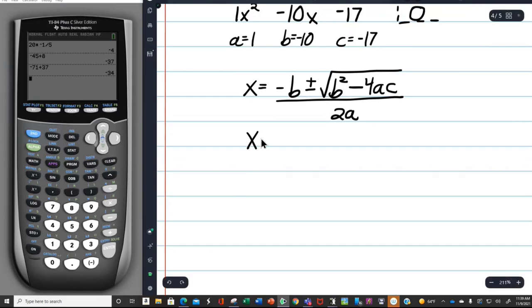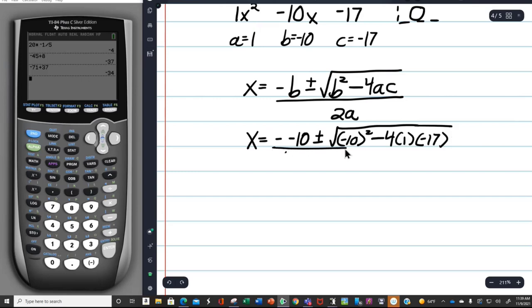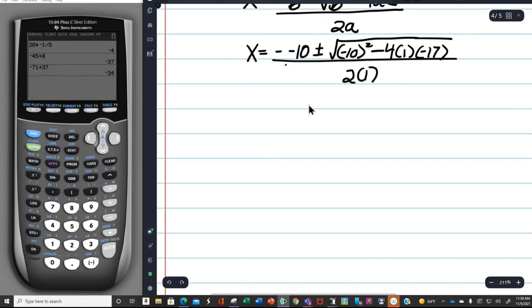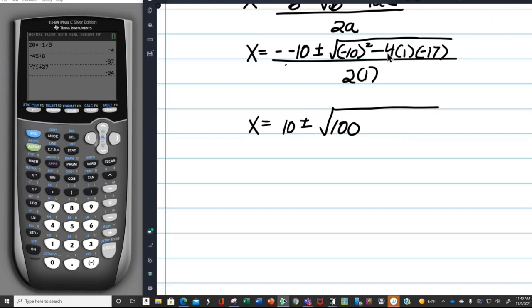So we will have x equals negative 10 plus or minus the square root of parentheses negative 10 squared minus 4ac all over 2a. Negative negative 10 is positive 10. X equals 10 plus or minus negative 10 squared is 100. Minus 4 times 1 is minus 4. Minus 4 times negative 17 is plus 68.